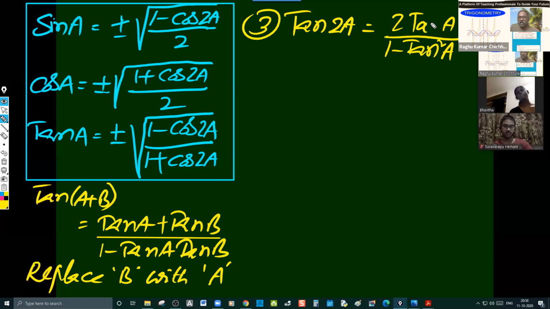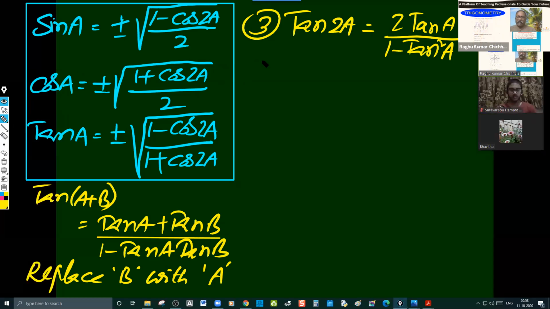So this is the tan 2A formula. This is the third formula. So in what way can we extend them, or transform them to submultiples? Very simple. I'll explain just how it is done, so that you need not memorize anything.